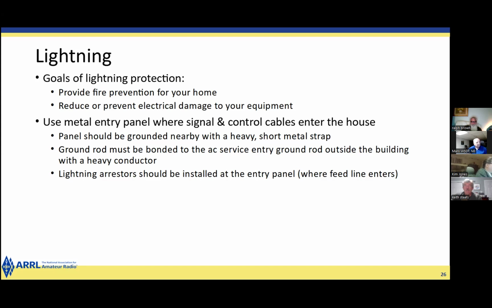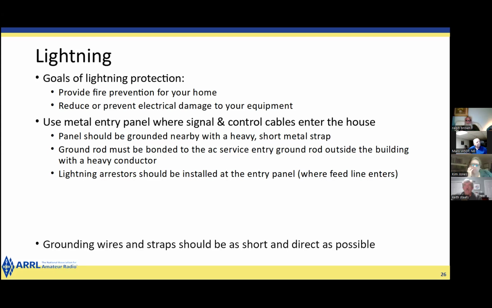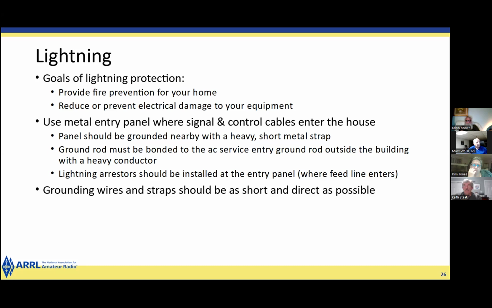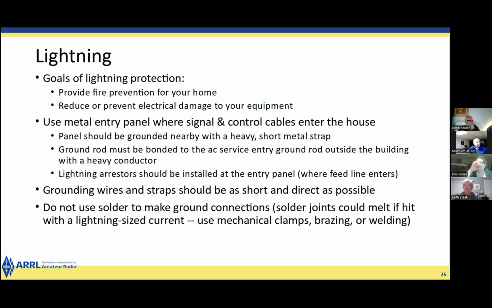You should have lightning arresters installed at the entry panel. Again, grounding wires and shafts should be as short and direct as possible. Don't use solder to make ground connections. You can use mechanical clamps, you can braze it or weld it.